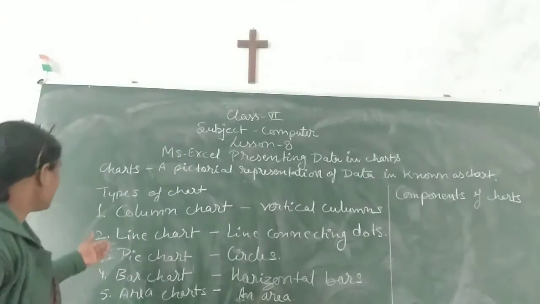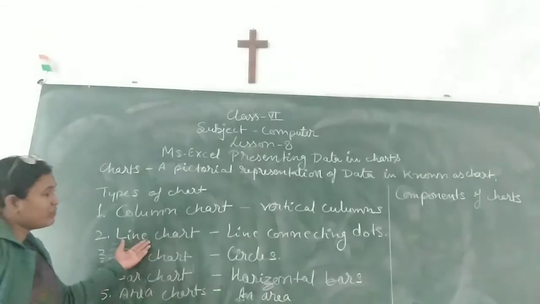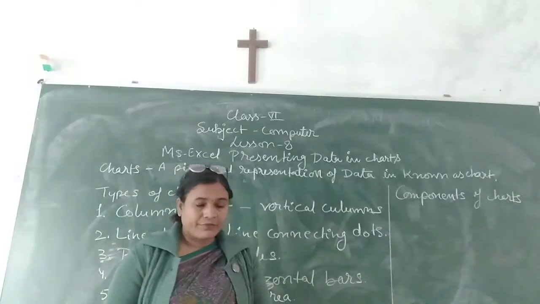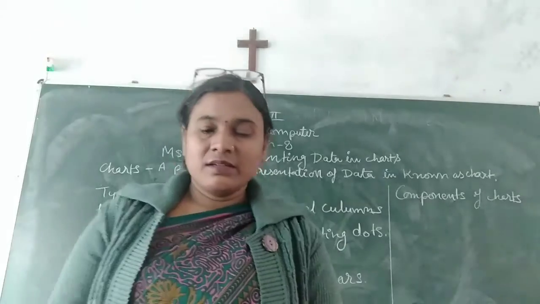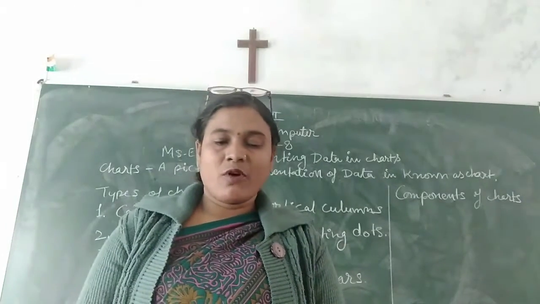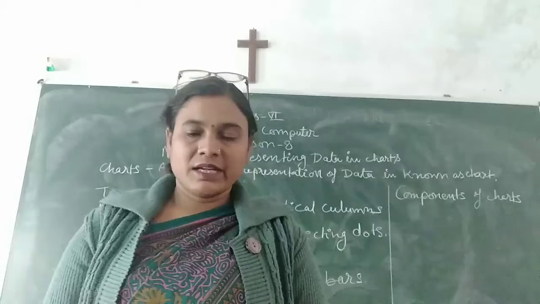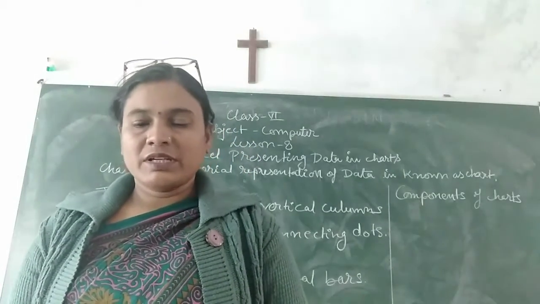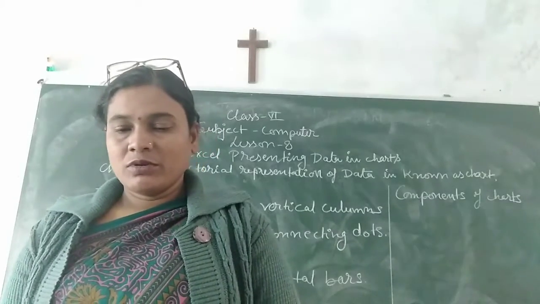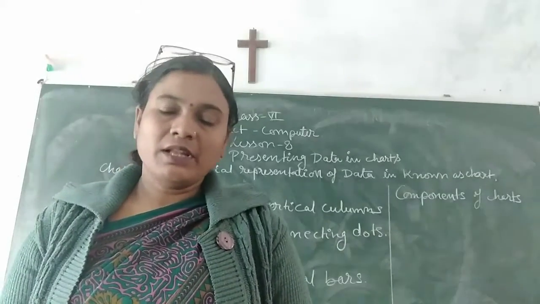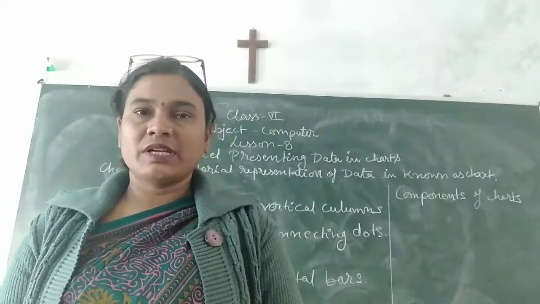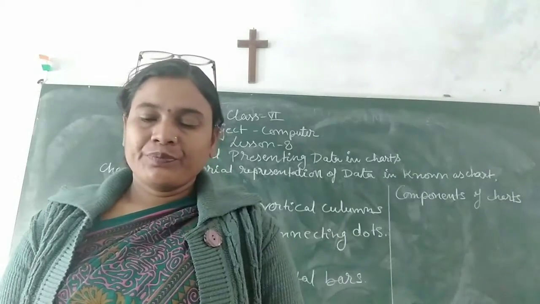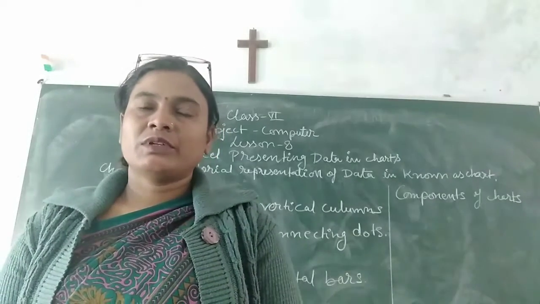And the next topic is line chart. Line chart means a line connecting dots. A line chart is plotted in the form of a line with connecting dots. It displays the categories along the horizontal axis and values along the vertical axis. It shows the continuous data trend over a period of time. Clear, children?